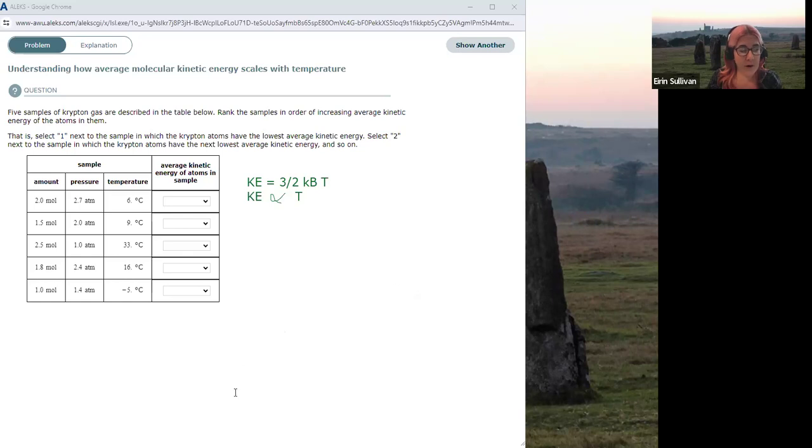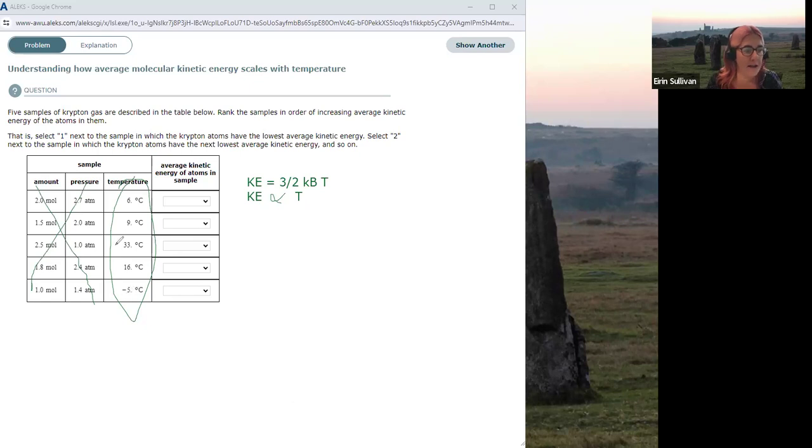So all we have to work out then is the higher the temperature, the higher the kinetic energy, the lower the temperature, the lower the kinetic energy. And Alex is asking for 1 is the lowest kinetic energy, and obviously out of 5, 5 is going to be the highest kinetic energy. So what we don't care about is how many moles of stuff we have and how much pressure we have. All we care about is the temperature. They're given in Celsius, so you've got to watch out because the Celsius scale goes below 0.